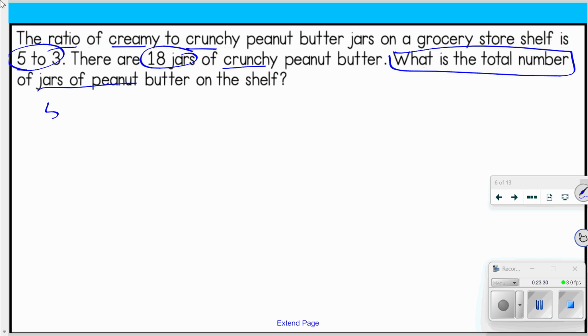So they gave me 5 creamy, 3 crunchy. But then they said 18 crunchy to total. So how did you guys solve this? The thing you did on the first one. Nolan? To like see what they multiply the 5 creamy by to get the 18, but it doesn't multiply anything.